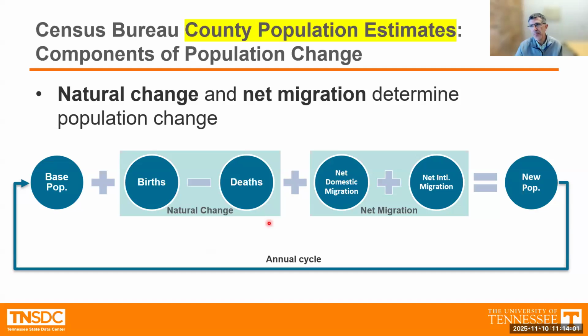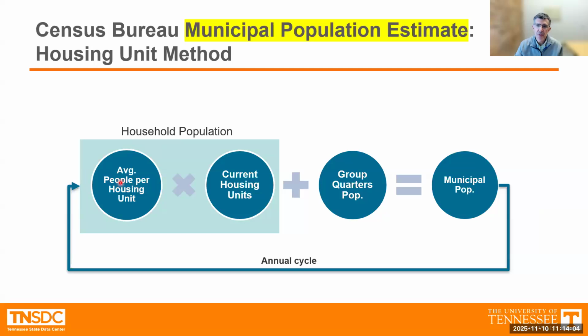At the municipal level, we start with the average number of people. The first thing we have to do is determine how many people live in households. We do that by taking from the 2020 census the average number of people that live in a housing unit, and we multiply that by the current number of housing units. That gives us the household population. We add to that people that are residents in dormitories, nursing homes, prisons, and jails. And that gives us a municipal population. Same sort of thing, this is cyclical. We go through it a few times to get to the current population.